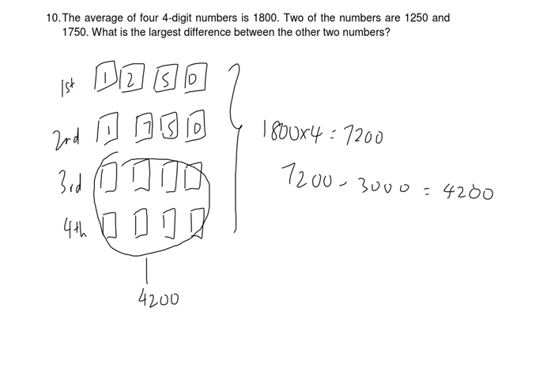Largest difference. That means one number must be the smallest possible number and the other number must be the biggest possible number, right? So the smallest possible 4-digit number is what? 1,000. Logically it's 1,000 because after 999 is 1,000. So I know that the other one is 3,200. So to find the difference is actually 2,200. Yes? Okay.